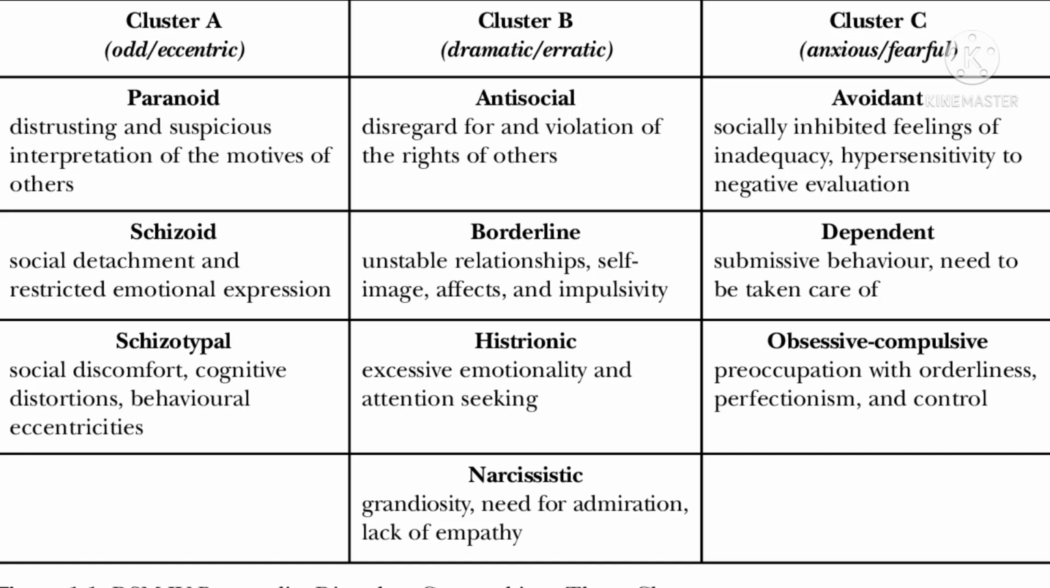That is schizotypal means magical thinking seen in schizotypal patients. Next is cluster B. In that, the first one is antisocial, that is disregard for and violation of the rights of others. Next is borderline, that is unstable relationships, self-image, affects and impulsivity. Next is histrionic, that is excessive emotionality and attention seeking. Next is narcissistic, that is grandiosity, need for admiration and lack of empathy.